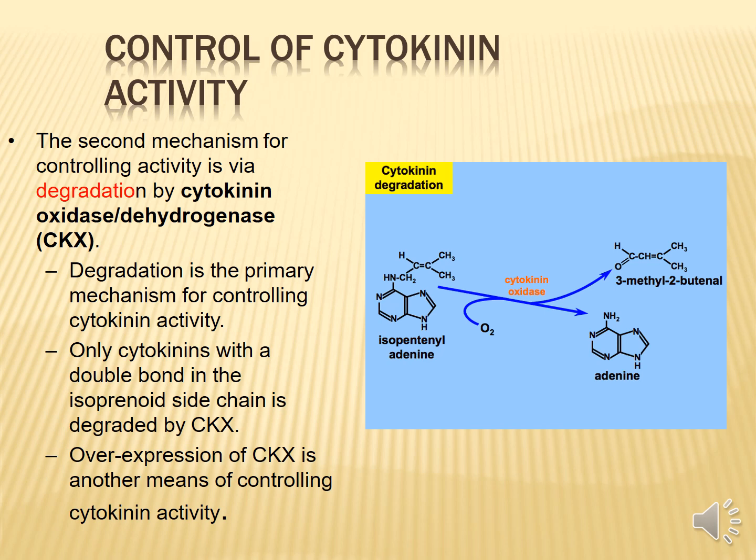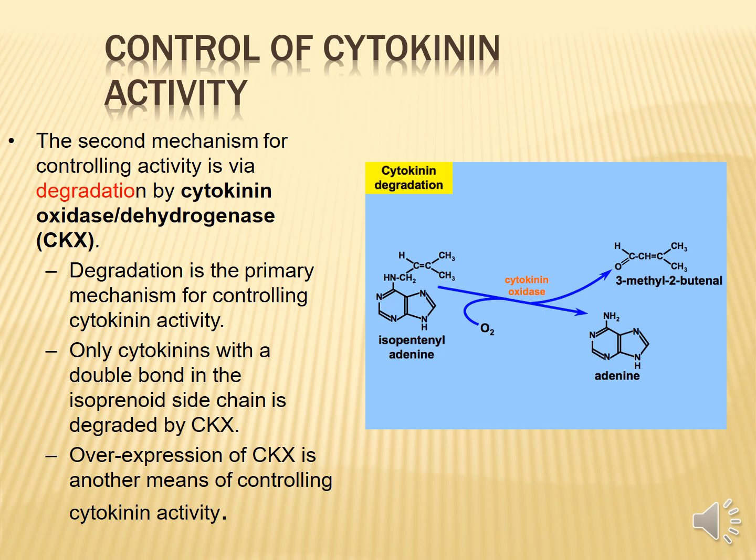So this isopentyladenine will be degraded by the CKX and become 3-methyl-2-butanol and adenine. So it goes from the active to the inactive form because they are already degraded, from one molecule to two molecules.